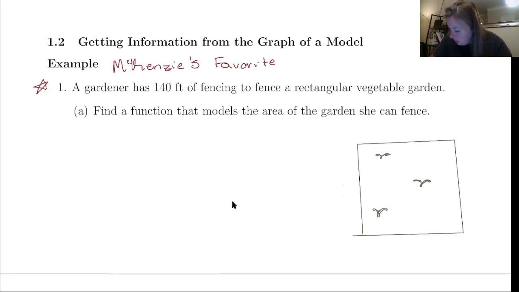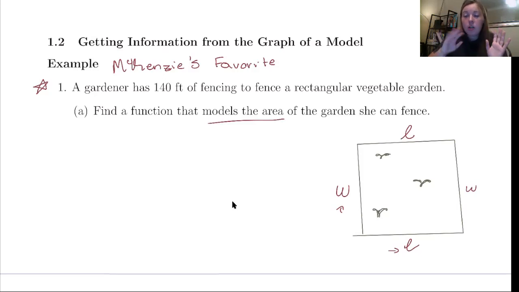So length and width. This would also be length and this would also be width. Sometimes, especially in these graphing problems, you're given two variables, length and width, and we don't know how to do anything with more than just one variable. So I'm going to give something that I want to measure: I want to find a function that models the area. Great. There's always two equations that go with every shape.